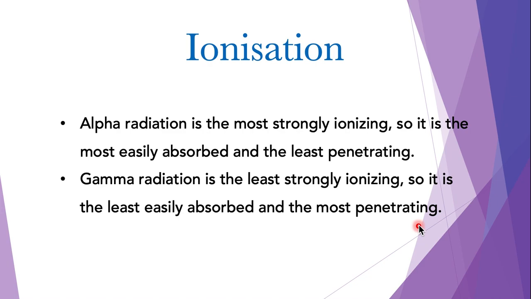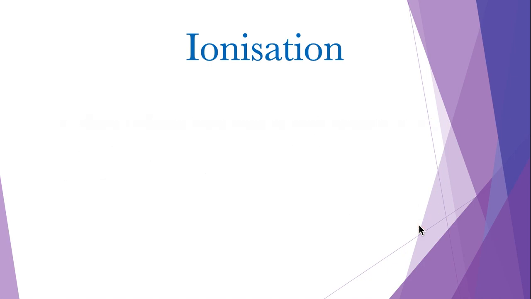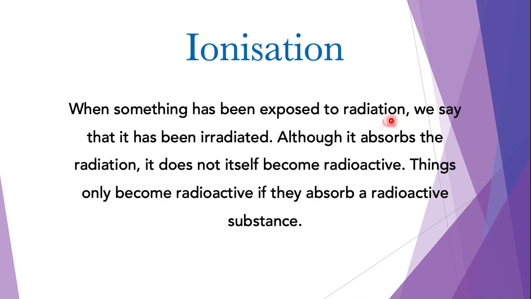Okay, so remember, when something has been exposed to radiation, we say that it has been irradiated. Although it absorbs the radiation, it does not itself become radioactive. Things will only become radioactive if they absorb a radioactive substance. So, you do not become radioactive if you absorb cosmic rays, which you do all the time, don't you? But the thing is that the cosmic rays get absorbed by the layer of dead skin cells we have on our body and also our clothes.